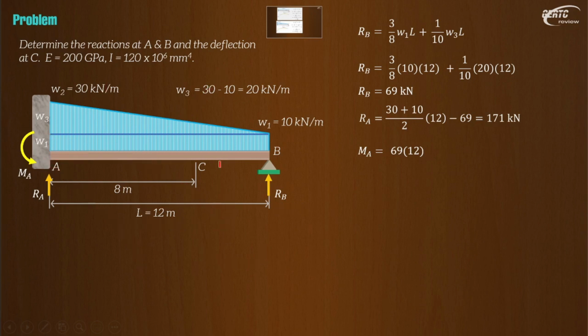So that will be 69 times 12 minus, for the uniform load, 10 times 12 times 12 over 2 or 6, and then minus 1/2 times 12 times W3 20 times 1/3 of 12. So the moment at A is negative 372 kilonewton meter.